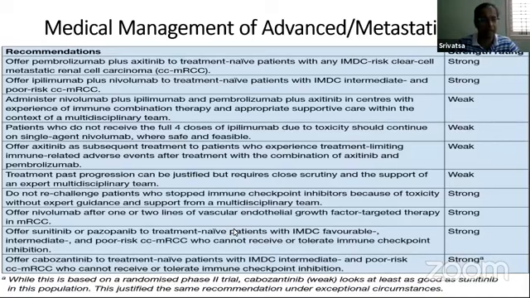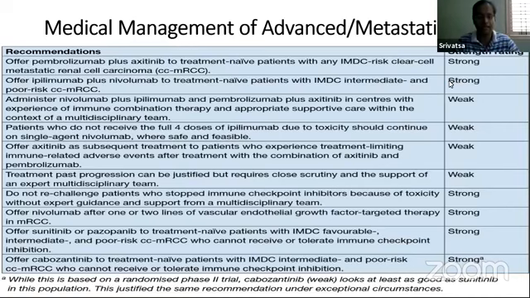So the current recommendations are to offer pembrolizumab, which is an immunotherapeutic drug, with axitinib, which is a TKI, for treatment-naive patients with any IMDC risk clear cell metastatic RCC. The strength rating is strong. However, probably in the subsequent talks, we will understand how to actually risk stratify and offer cytoreductive nephrectomy in select patients. Offer ipilimumab and nivolumab to treatment-naive patients with IMDC intermediate and poor risk clear cell mRCC.